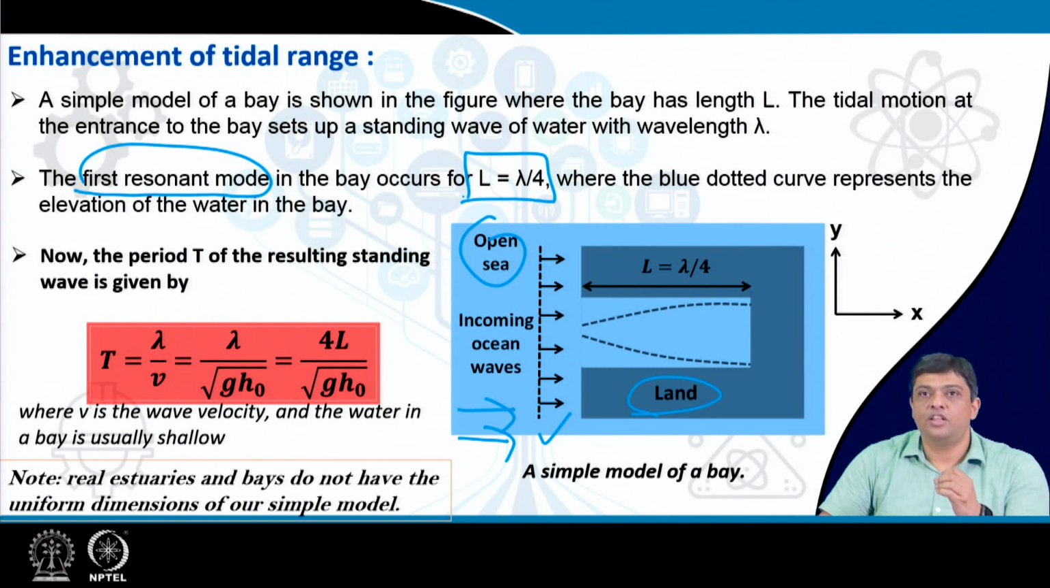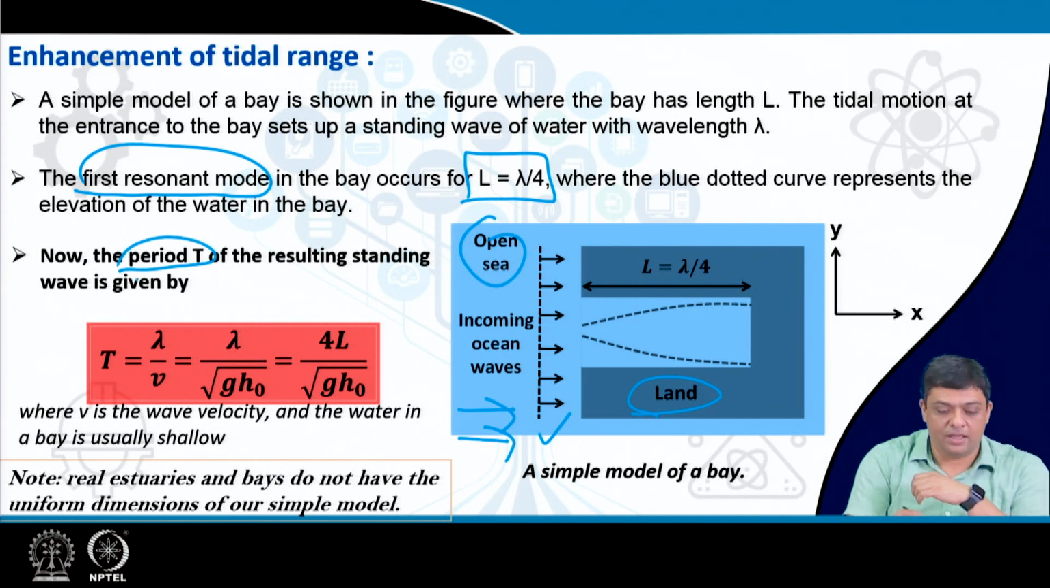And here the blue dotted curve represents the elevation of the water in the bay. Now, what have you done? You have obtained a condition where you are setting up the standing waves. This will result in the calculation of the time period T.